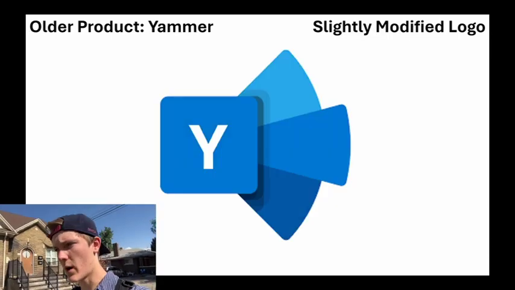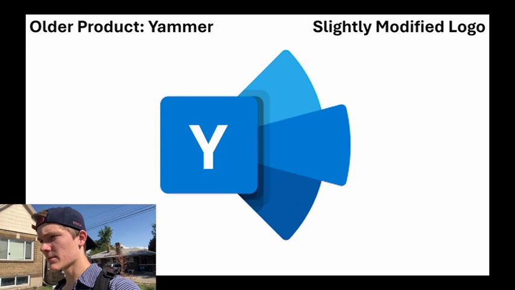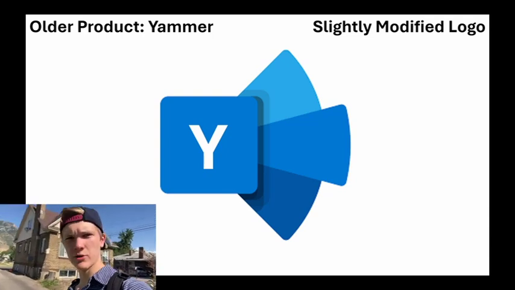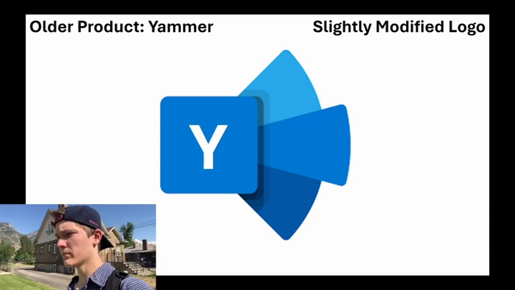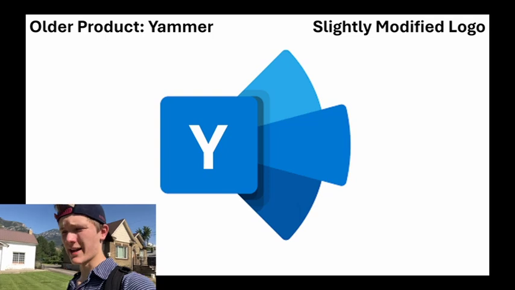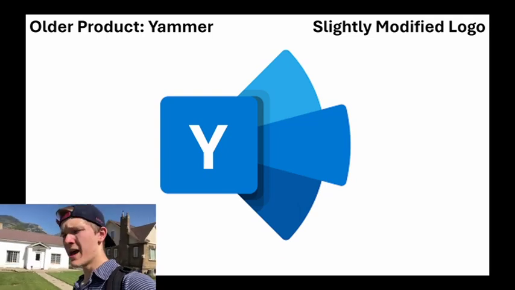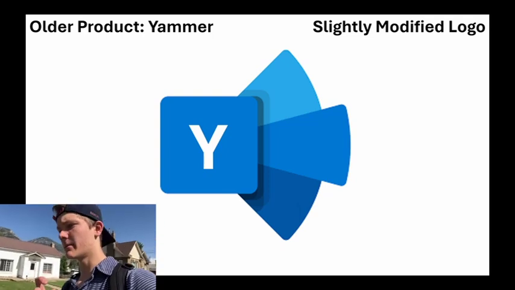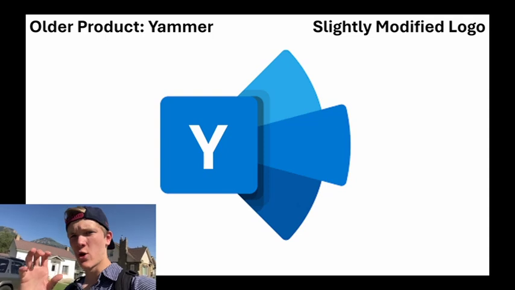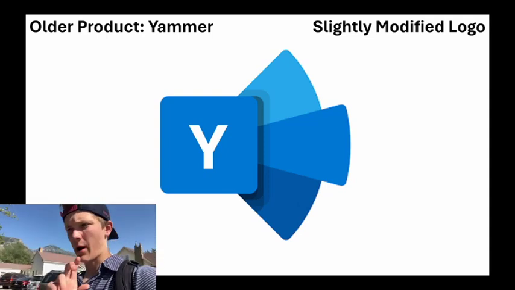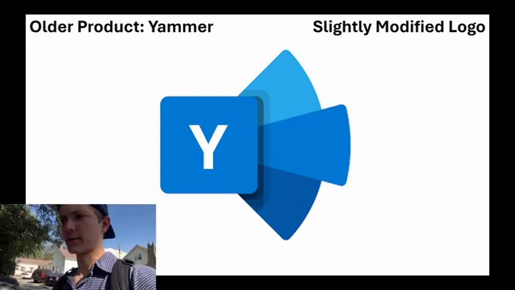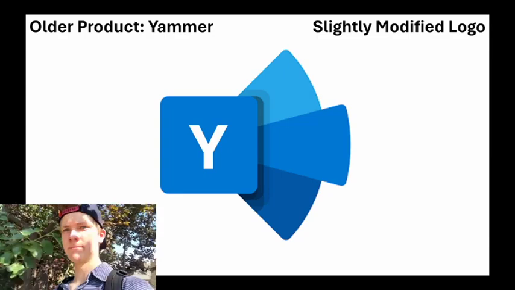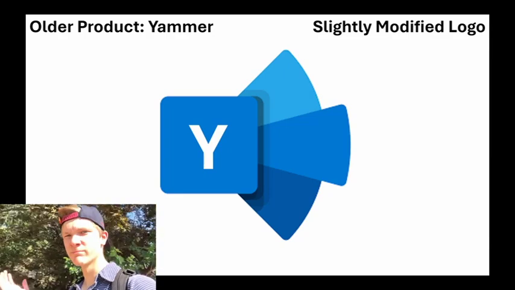Second to last, we have Y is for Yammer. Yammer is a product, it's still around. It was a social networking platform. It's still around, it's called Viva Engage nowadays, but here's the old logo. I actually modified this one just a tiny bit because in the original logo the Y was rounded, but I just made it sharp and replaced the logo to make it consistent with the rest of the logos. So yeah, Microsoft Yammer.